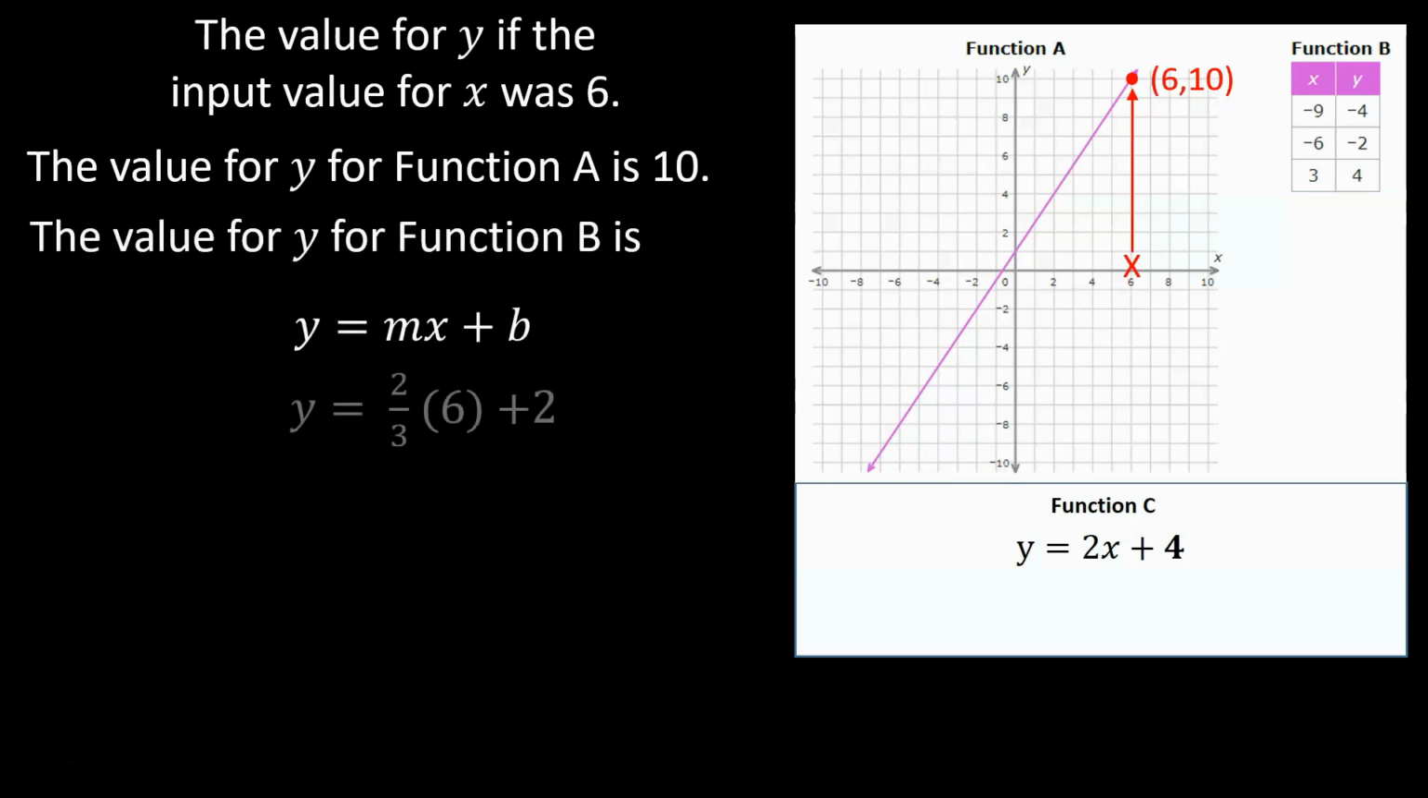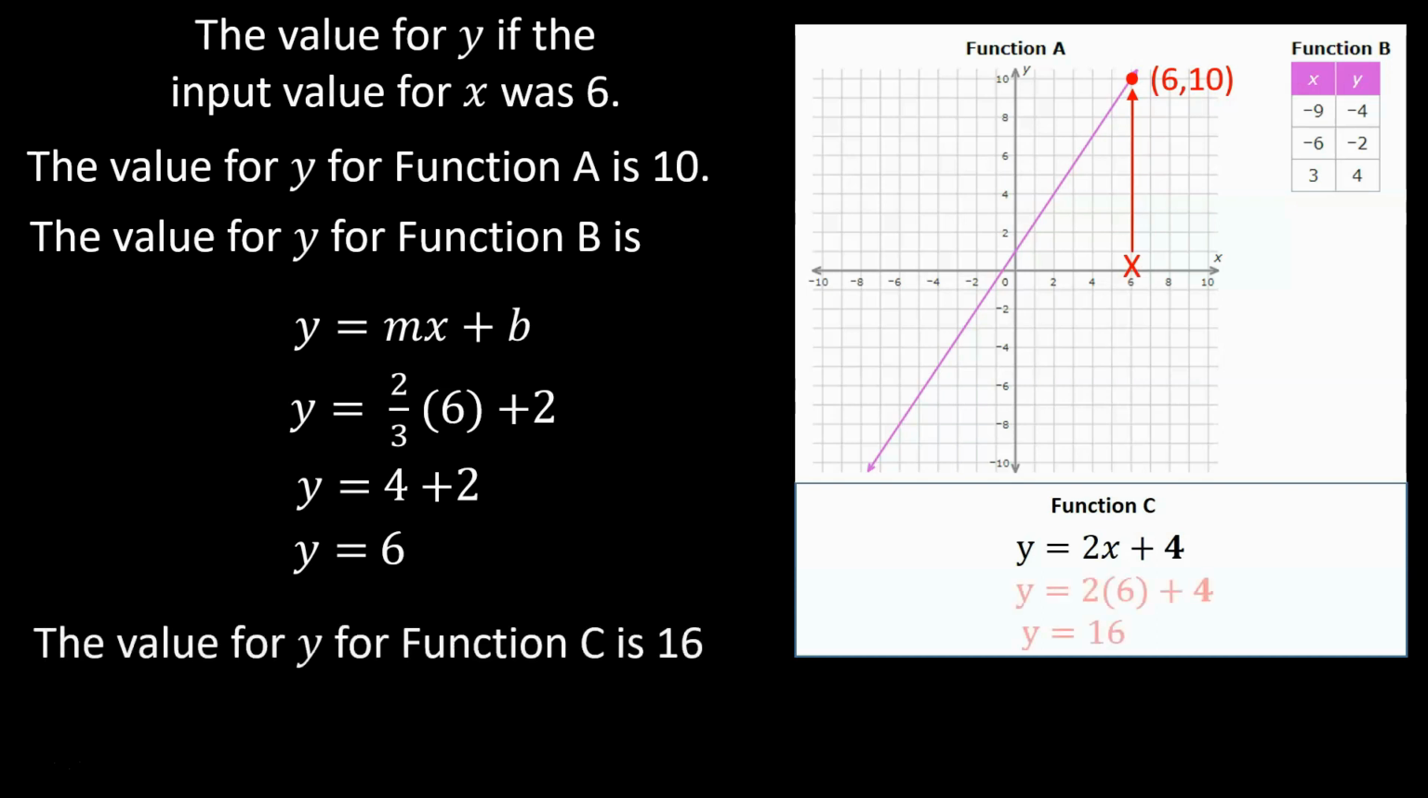The value for function b is found using the y equals mx plus b formula. We know the slope was 2/3. We simply plug 6 in for the value of x and solve. So y is 6 when x is 6. The value for y for function c is found the same way. We simply substitute 6 in for the value of x, and we find that y is equal to 16.